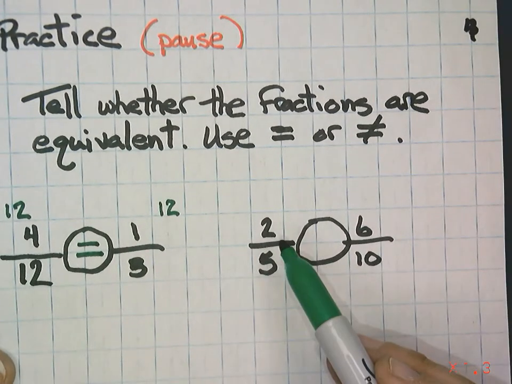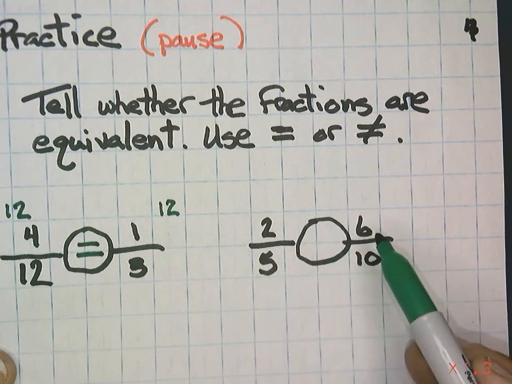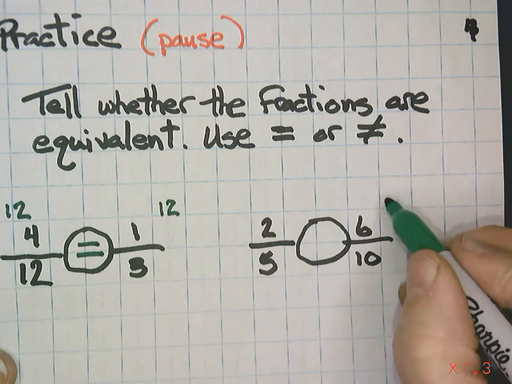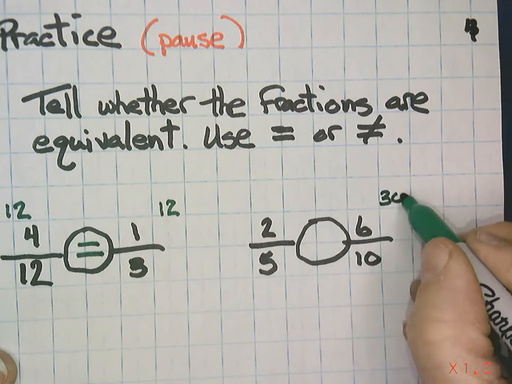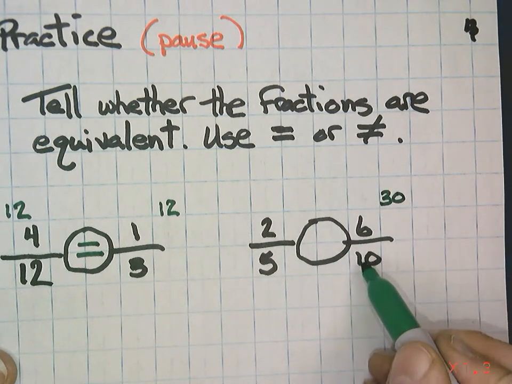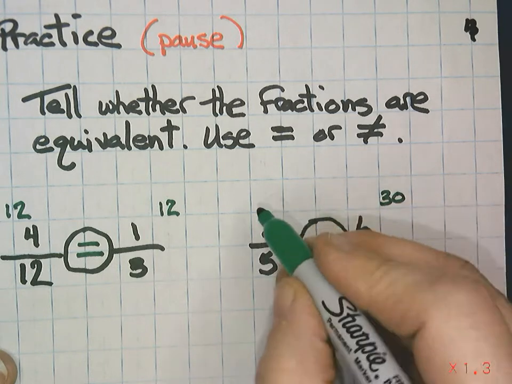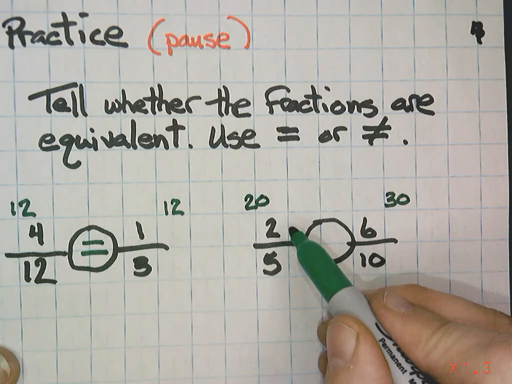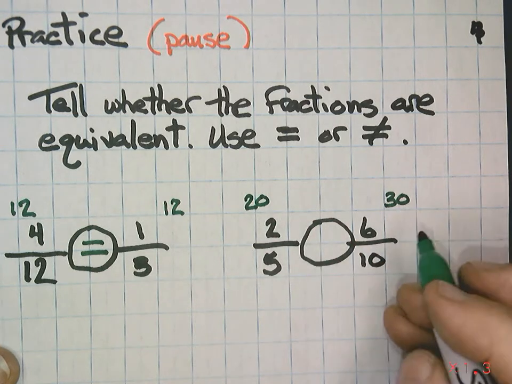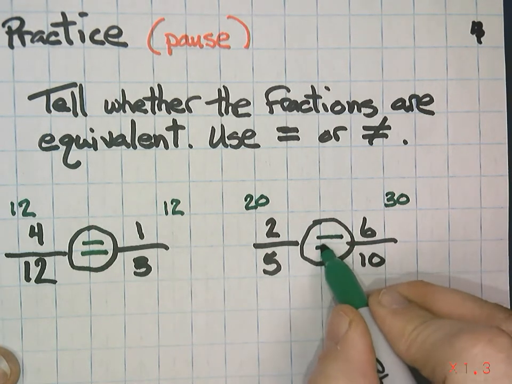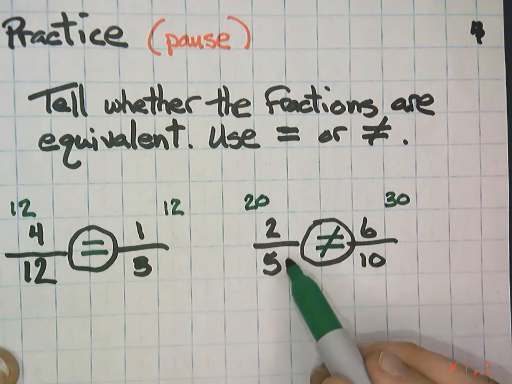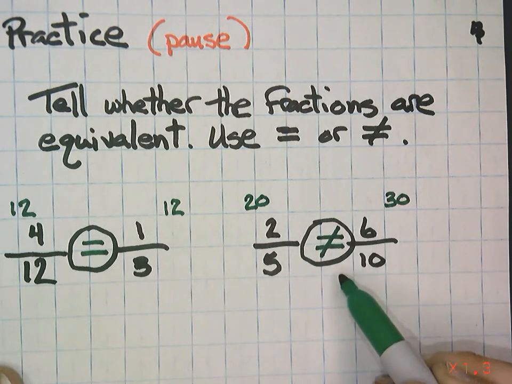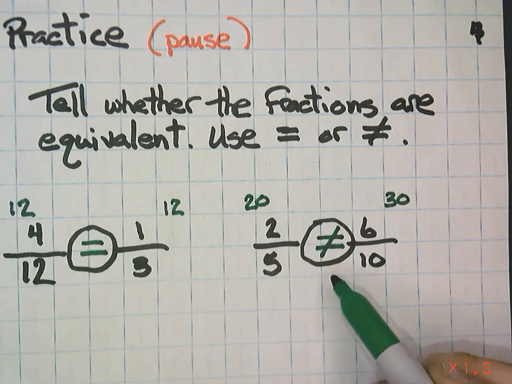The second example, 2/5 compared to 6/10. I would multiply 5 times 6, and that would equal 30. Then 10 times 2 is 20. I can see that 20 and 30 are not equal. So this would read as 2/5 is not equal to 6/10. In other words, they are not equivalent fractions.